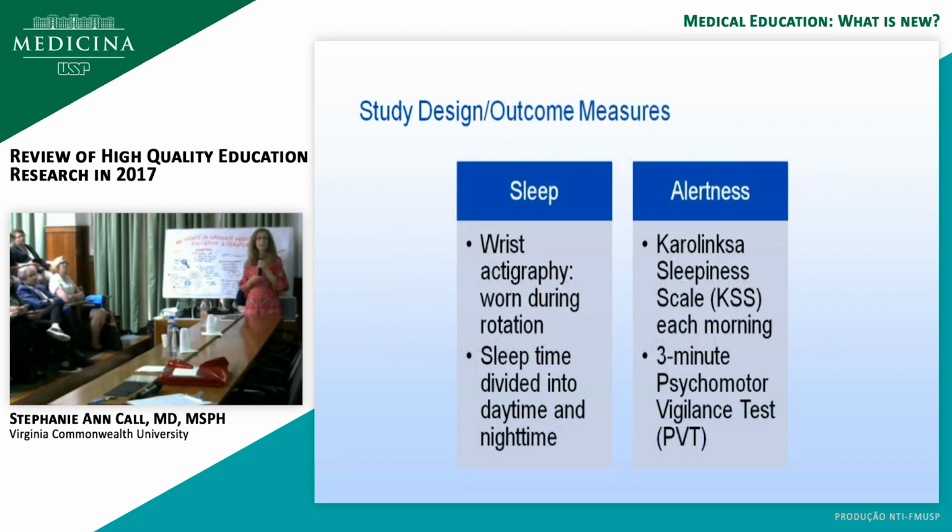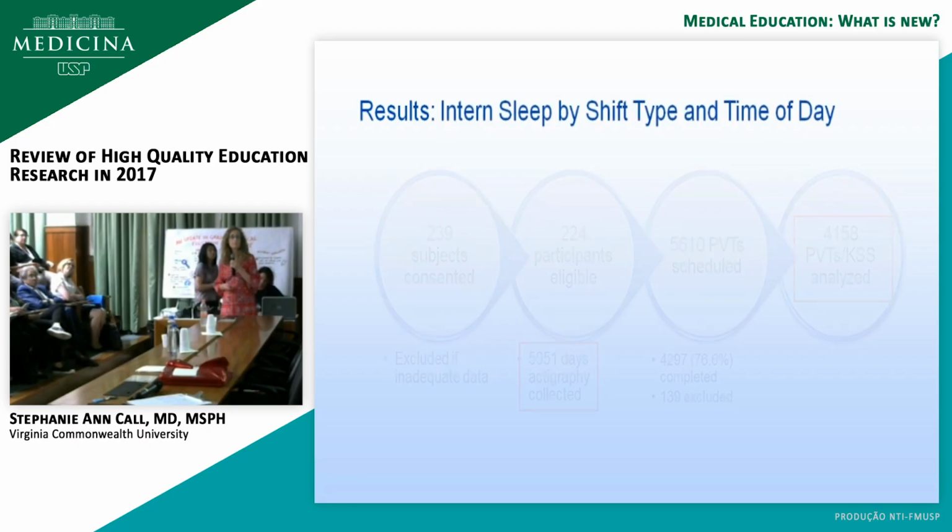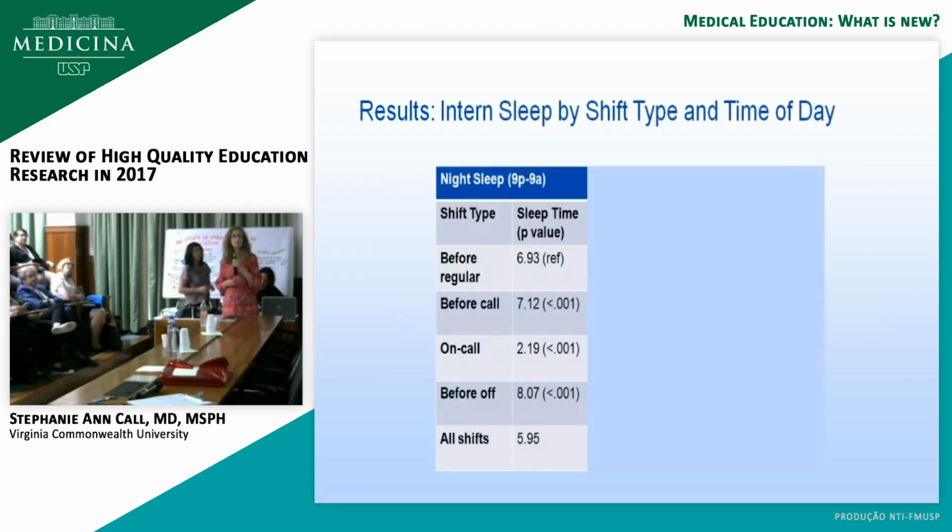What they measured was, again, your Fitbit, looking at sleep time and activity, and then they also measured sleepiness. And they did a 3-minute psychomotor vigilance test, alertness, if you will. So just to summarize, they had 224 participants. They collected a ton of data, and they analyzed a lot of data from the alertness test and from sleepiness. And so they looked at sleep at night, 9 p.m. to 9 a.m. when people are supposed to be sleeping, although I'm sure nobody in here sleeps till 9.